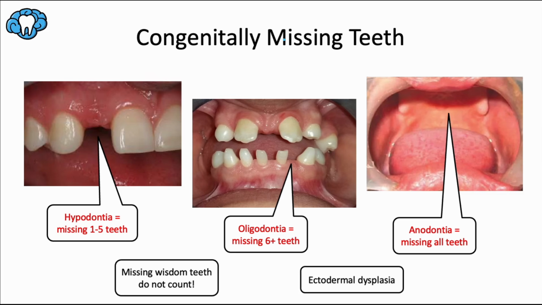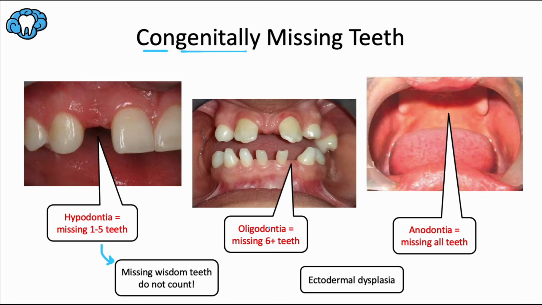Congenitally missing teeth. So this means missing a certain number of teeth from birth. That's what congenital means, from birth. Hypodontia is the congenital absence of 1 to 5 primary or permanent teeth. Note that this does not include missing third molars, otherwise known as your wisdom teeth. So, for example, if you're only missing tooth number 1, you do not have hypodontia because that missing wisdom tooth does not count towards your total.